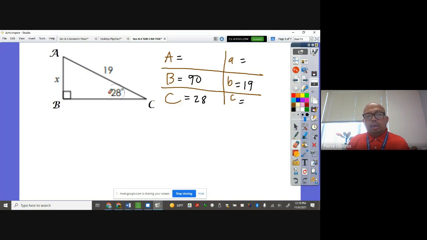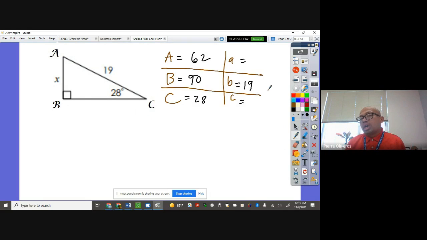So what do we do here? First, we have to remember that the sum of the angles in a triangle is equal to 180. Or we can say that angle C and A are complementary. So 90 minus 28 will give us 62. So we know that angle A is 62. Kaboom. Very simple, right?